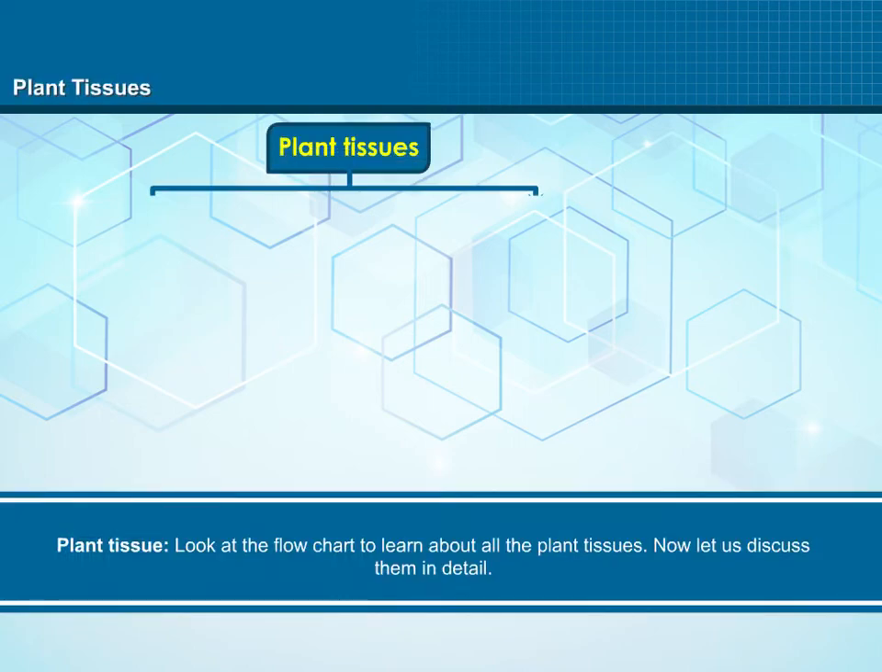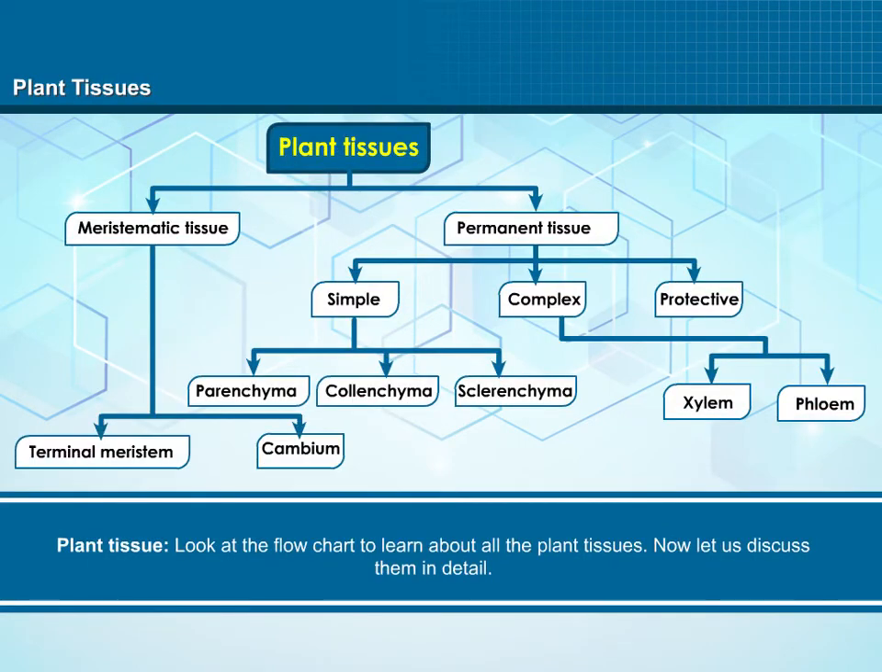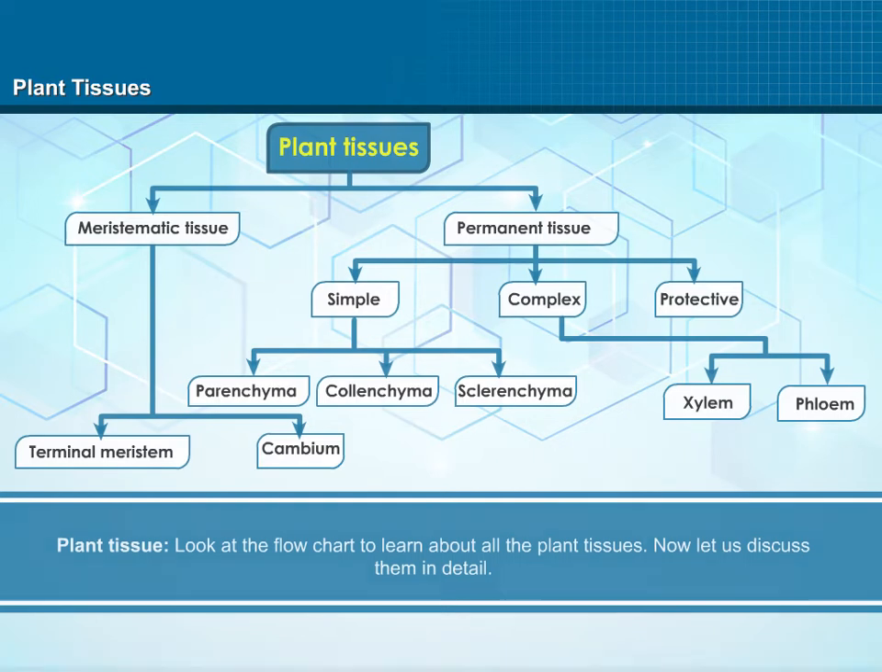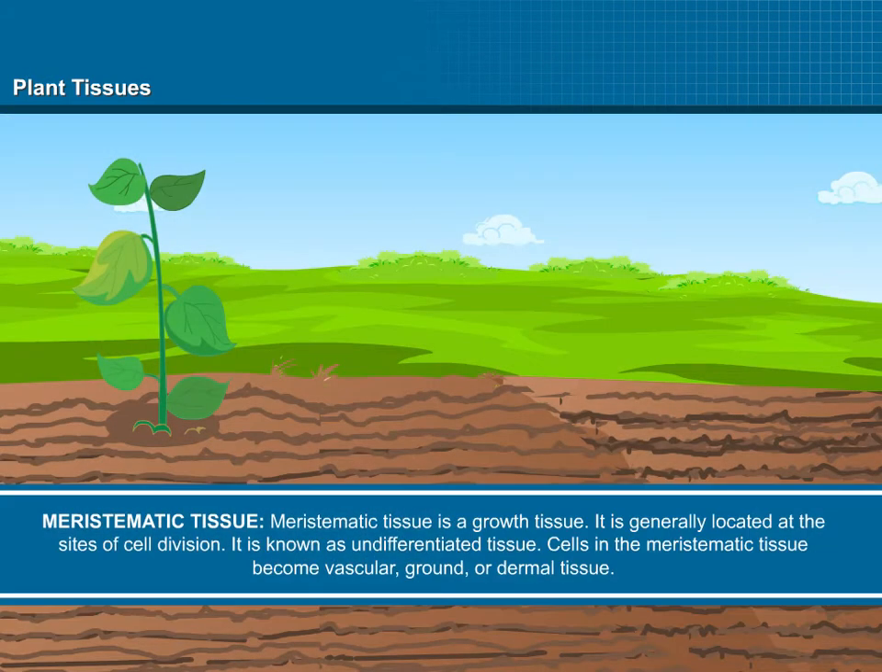Plant tissues. Look at the flow chart to learn about all the plant tissues. Now, let us discuss them in detail. Meristematic tissue. Meristematic tissue is a growth tissue.